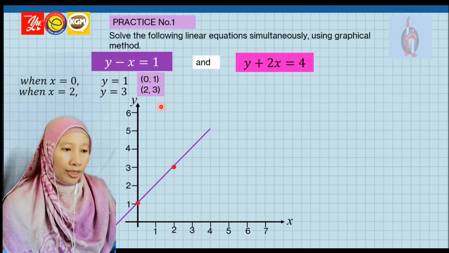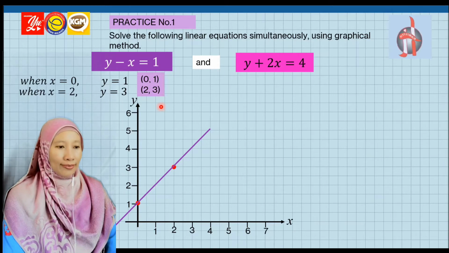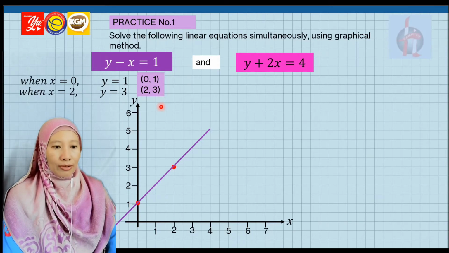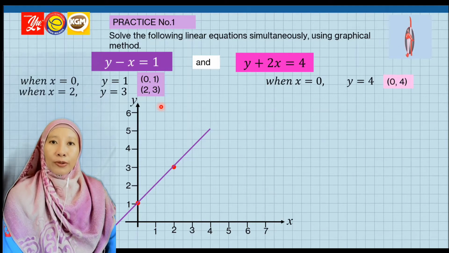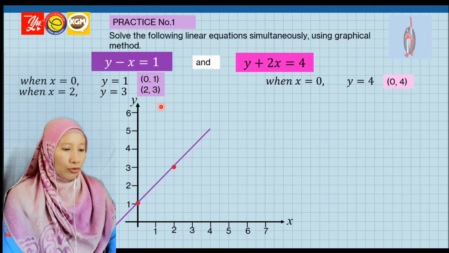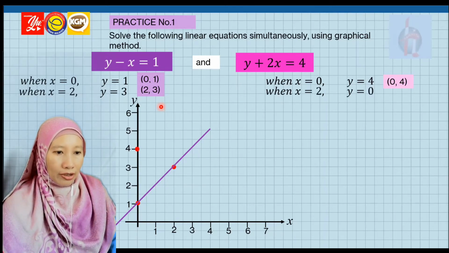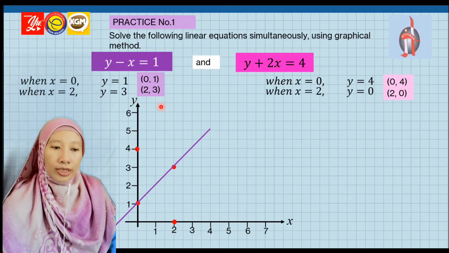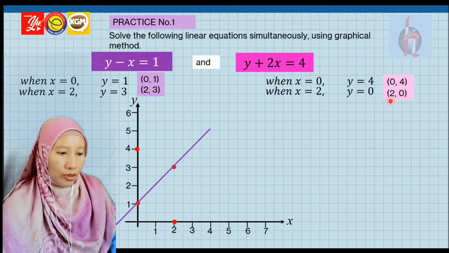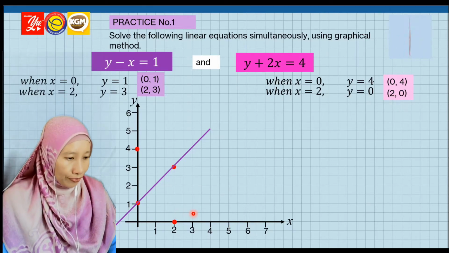Then we are going to draw a graph for the other equation, the pink equation. When x equals 0, we calculate the corresponding value of y. We get y equals 4. Then the coordinate is (0, 4). Then we plot coordinate (0, 4) and we find another coordinate. The second coordinate is (2, 0). So you plot coordinate (2, 0) and join these two points. We get the second graph.